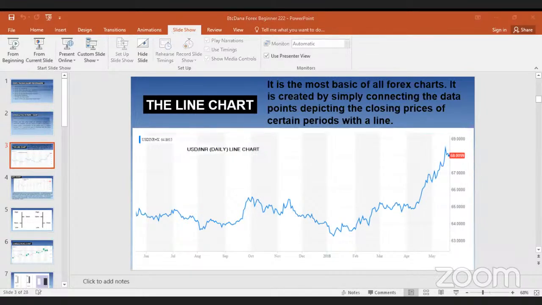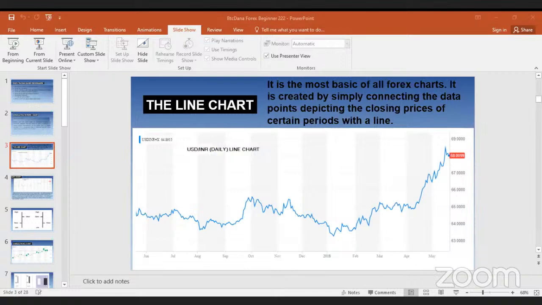Okay, so this is what a line chart looks like. It is the most basic of all forex charts. It is created by simply connecting the data points depicting the closing prices in a certain period with a line. You see, it has sharp edges, going up, going down. This is how a line chart looks like.